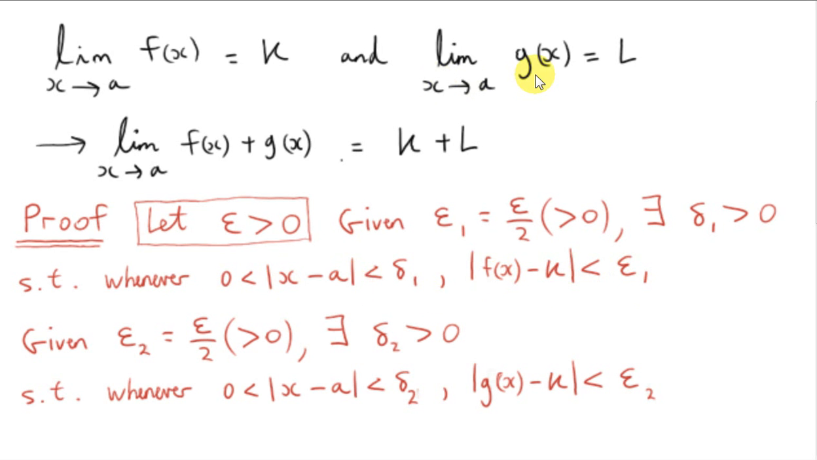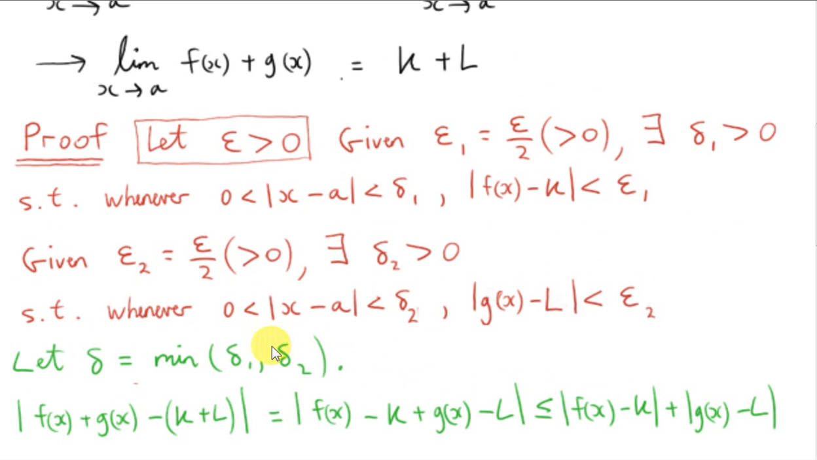Now, since the limit as x tends towards a of g of x is equal to L, we know that given any epsilon 2 greater than 0, we will choose epsilon 2 equal to epsilon over 2. There exists a delta 2 greater than 0, such that whenever x is within a distance delta 2 of a, but x is not equal to a, then g of x is within a distance epsilon 2 of L. Now let delta be the minimum of the two deltas, delta 1 and delta 2.